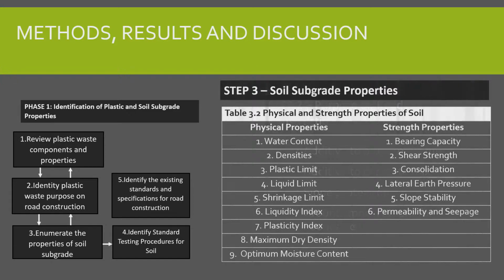The third stage is to enumerate the properties of soil subgrade. Generally, the properties of soil subgrade are divided into two, the physical properties and the strength properties, with the physical properties as the water content, densities, plastic limit, liquid limit, shrinkage limit, liquidity index, plasticity index, the maximum dry density and the optimum moisture content. On the strength properties, it is the bearing capacity, the shear strength, the consolidation, the lateral earth pressure, the slope stability, and the permeability and slippage.